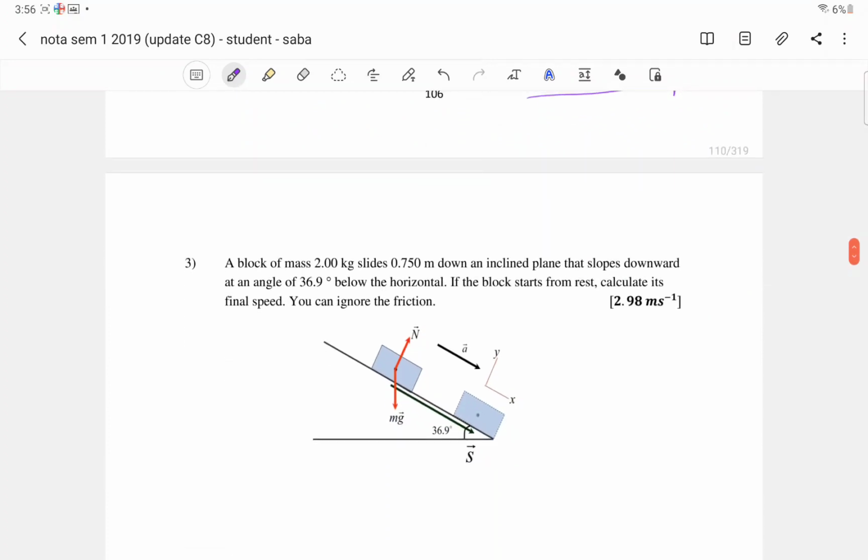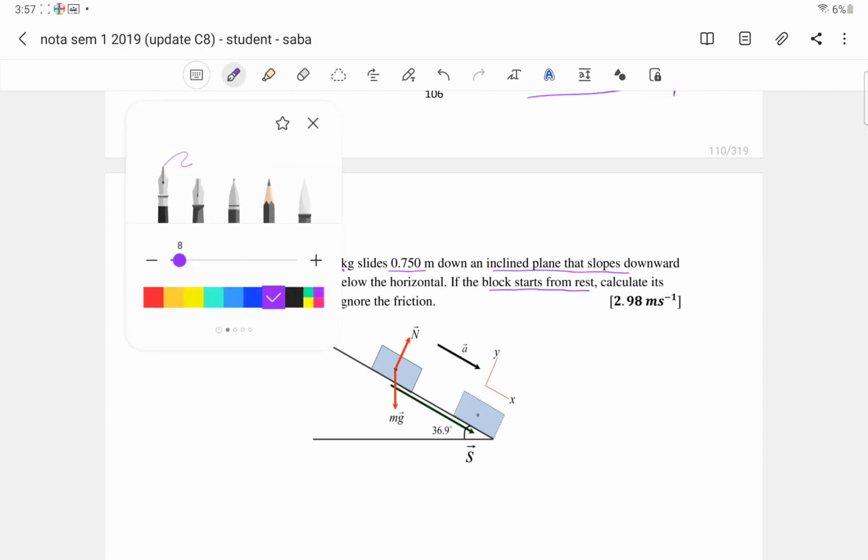Alright, so for number 3, a block of mass 2 kg slides 0.751 meter down an inclined plane. The slope is downward at an angle of 36.9. If the block starts from rest, calculate the final speed. Ignore the friction. For this one you have to draw all the forces acting on the diagram first.